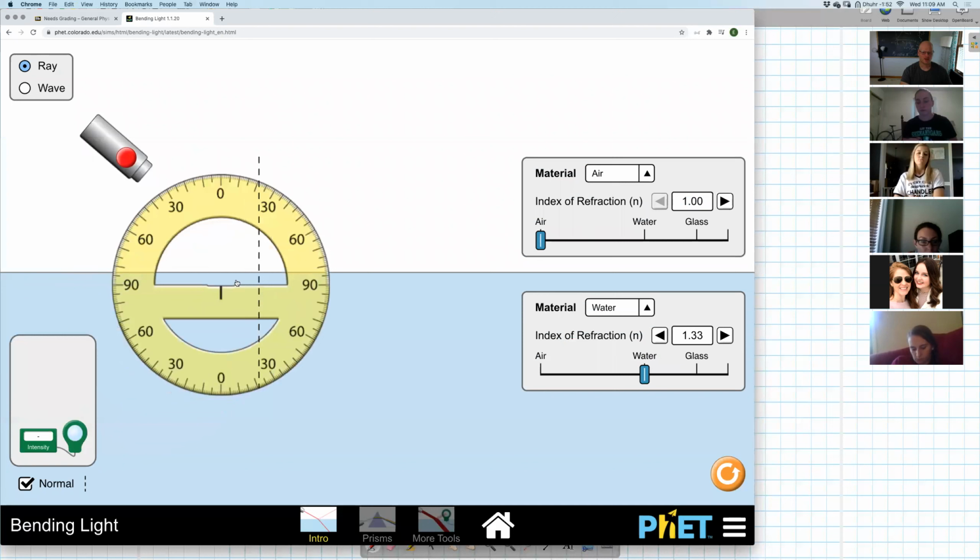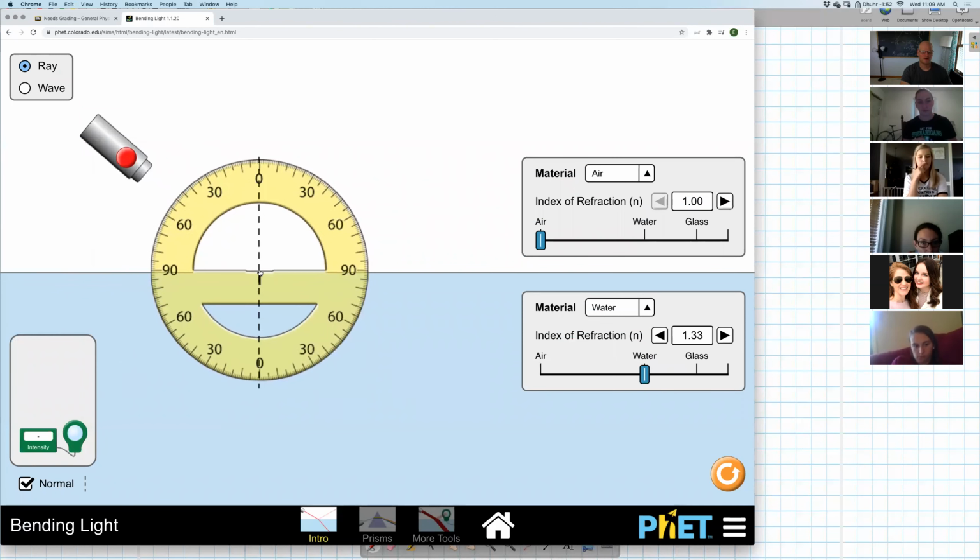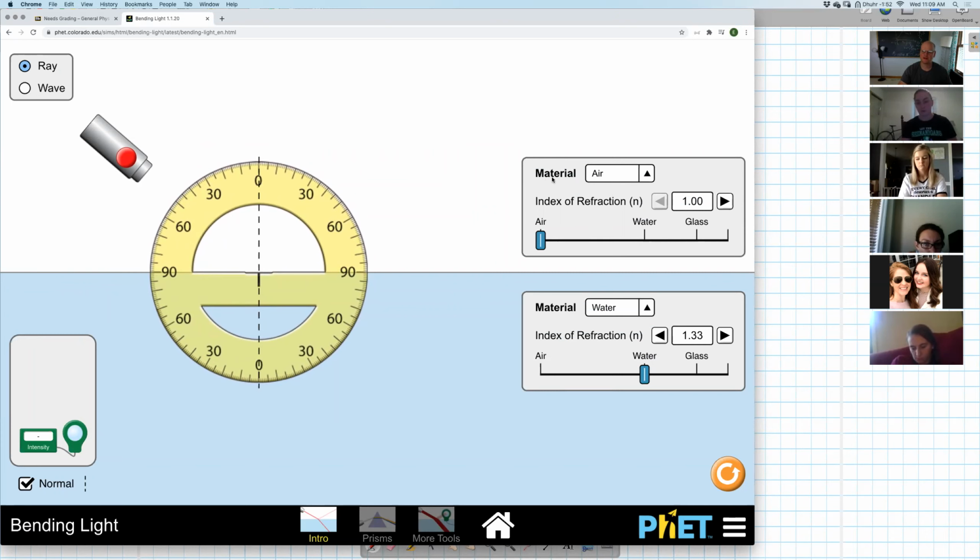So from here, you're going to pull out your protractor. Go ahead and line this up so that the 0 is along the normal line here. So this is our 0. Good. And initially, we're going to have this set to water. So for the index of refraction, medium 1 would just be air, with n1 equal to 1. Medium 2, we're going to go with water, and we know the index of refraction is 1.33.